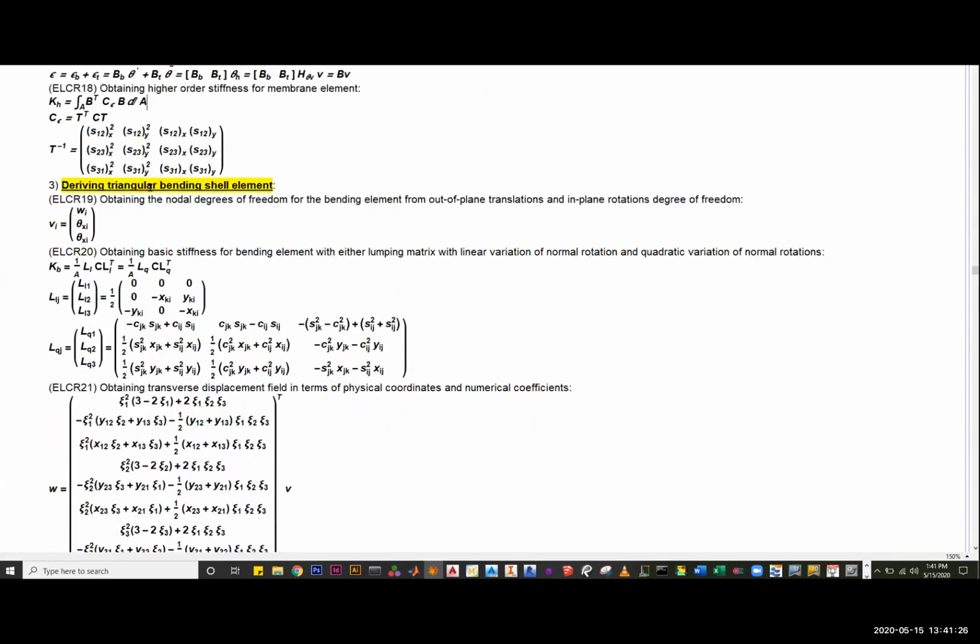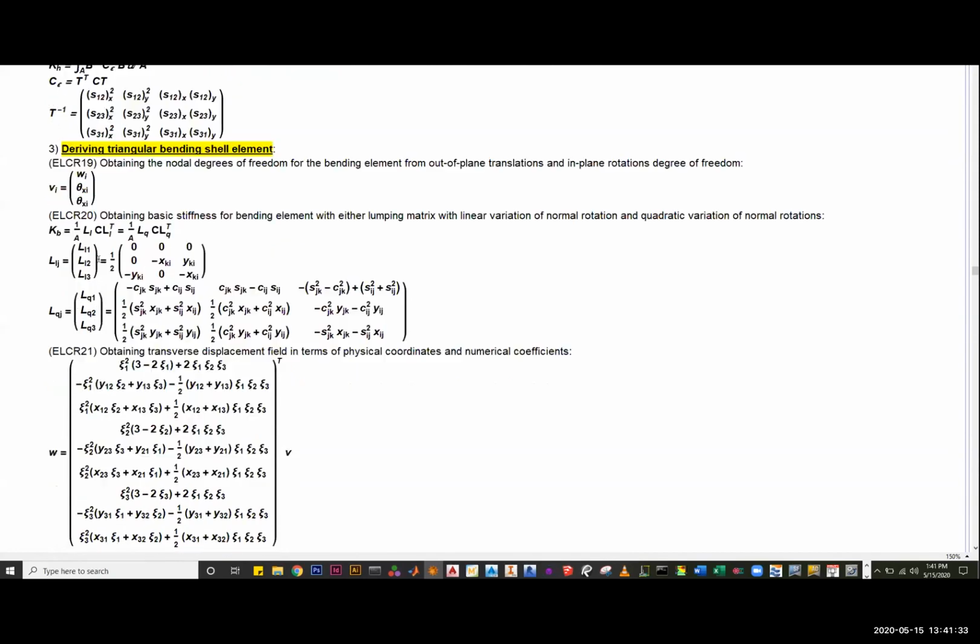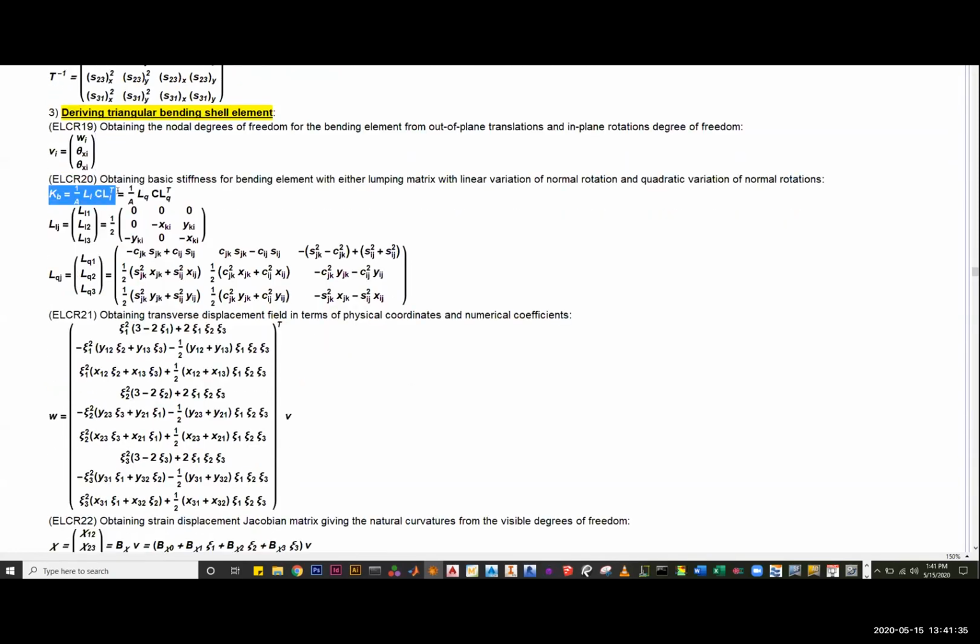And then now the bending portion of that. So here again, these are the degrees of freedom for the bending. And then the basic stiffness is similar. The only difference is you have these different L, the lump matrices that I was talking about, which will be different for the bending.